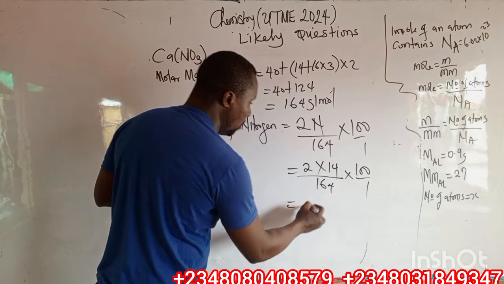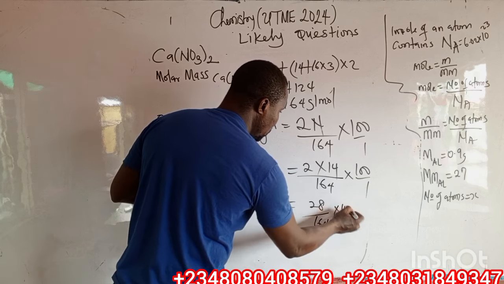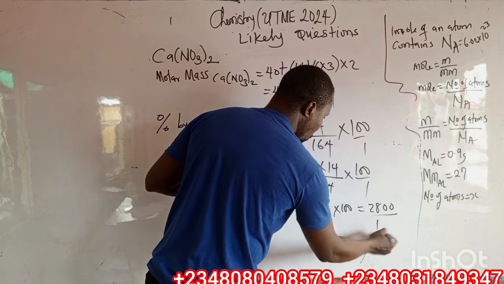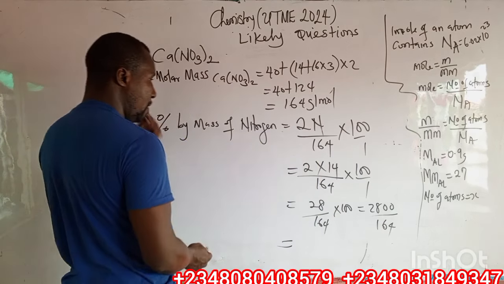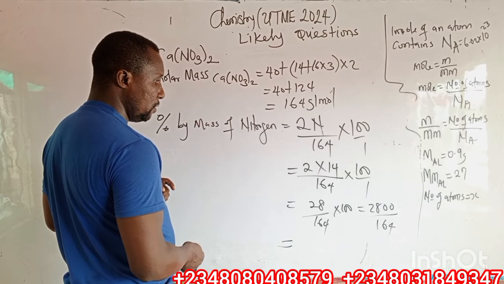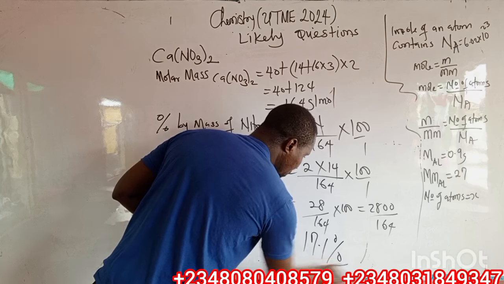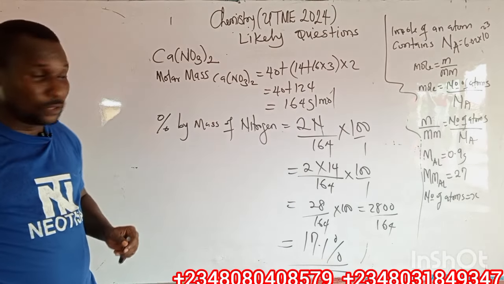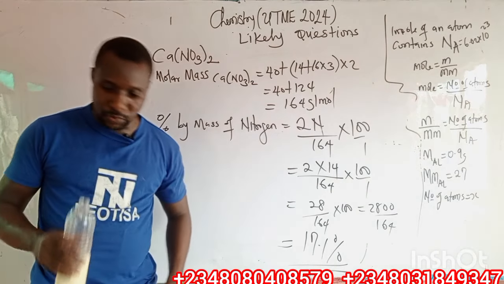Then from here, we have 28 over 164 times 100, which gives 2800 over 164. Then from there, the percentage by mass of nitrogen is 17.1%. Option B. 17.1%.